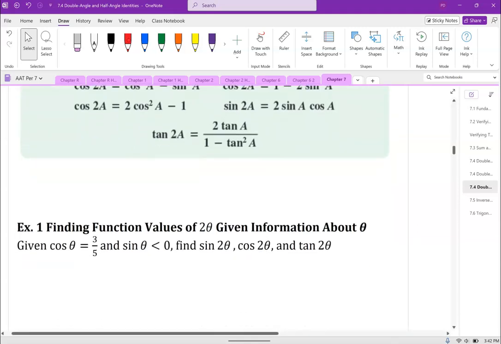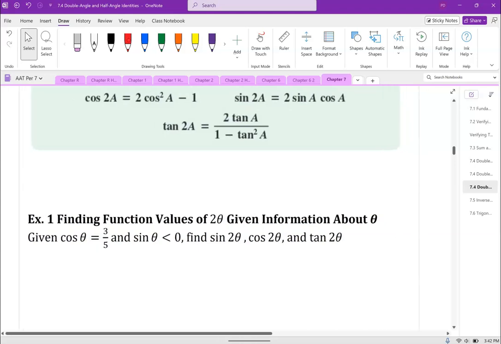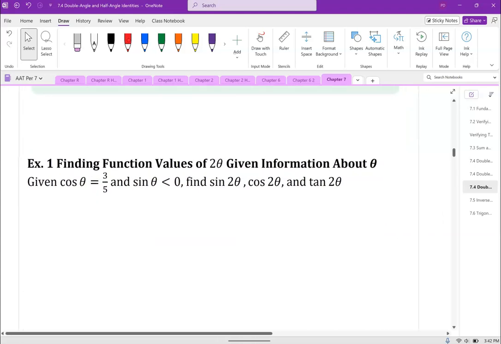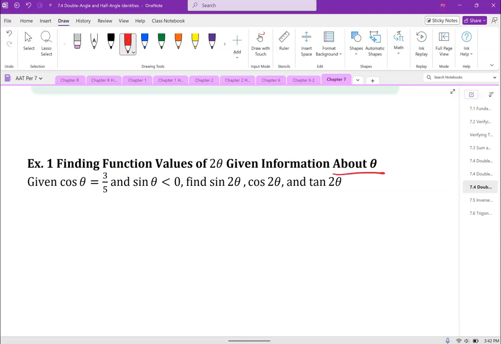All right, so let's practice using them now that we have them. First thing we want to look at is the directions. It says finding function values of 2 theta given information about theta. So you're starting with theta and you're trying to find 2 theta. That's important to recognize. It says, given cosine of theta is 3/5 and sine theta is less than 0, find the double angle for each of these. Let's start with sine because I like going in order.